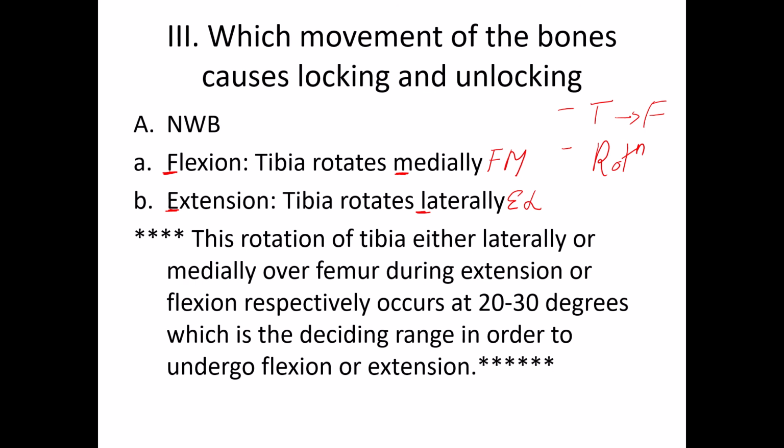Initially, when you want to flex the knee, that is, from the 0 degree extension position, you just want to start flexion of the knee for about 20 to 30 degrees. From 0 degree to 20 or 30 degrees of flexion, the tibia rotates medially over femur, and in the last 20 degrees of extension, that is, from the last 20 to 0 degrees of extension, your tibia rotates laterally over femur to get it into extension position.